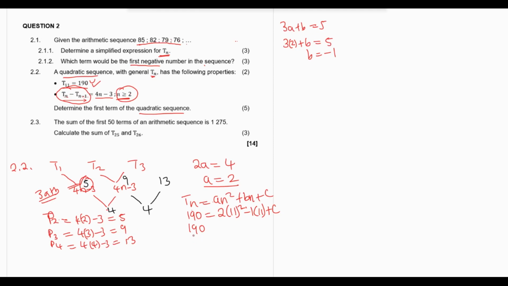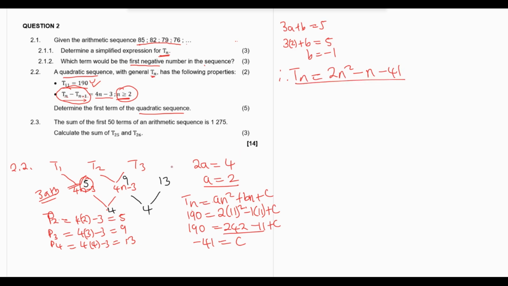Okay. This is 190 is equal to 242 minus 11 plus c. Then we transpose this, we'll get that negative 41 is equal to c. So therefore, Tn is equal to 2n squared minus 1n minus 41. This is our general term.